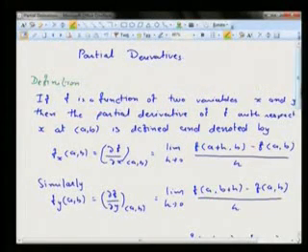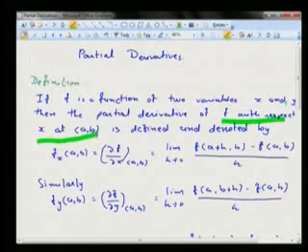Now our next concept is the partial derivative. The definition is like this: if f is a function of two variables x and y, then the partial derivative of f with respect to x at (a, b) is defined and denoted by f_x(a, b), where x is in the suffix of f, equal to del f by del x at (a, b). This is equal to limit h tends to 0 of f(a plus h, b) minus f(a, b) upon h.